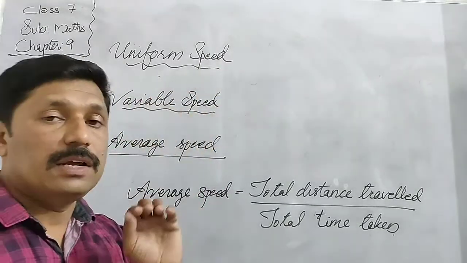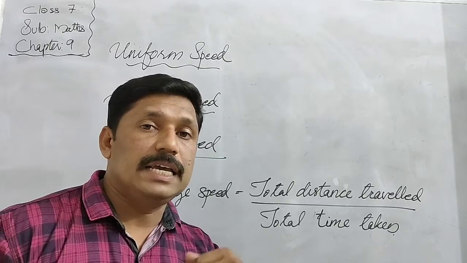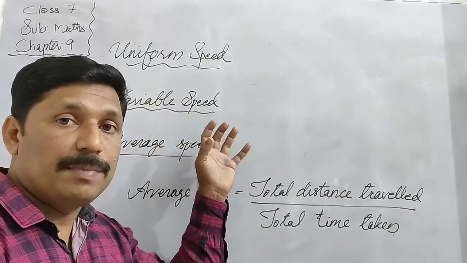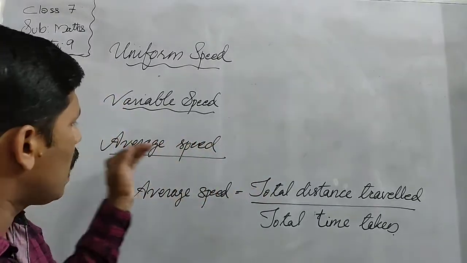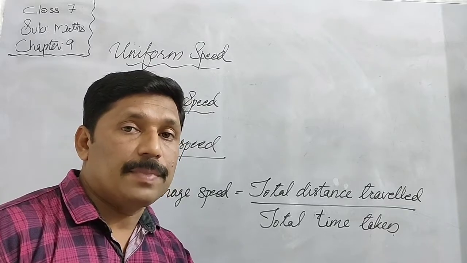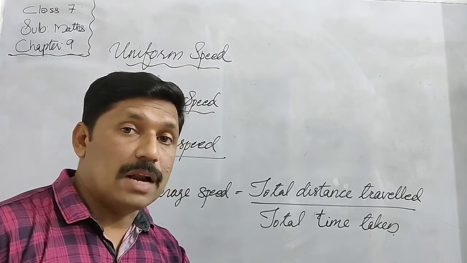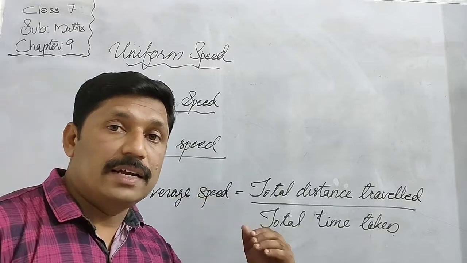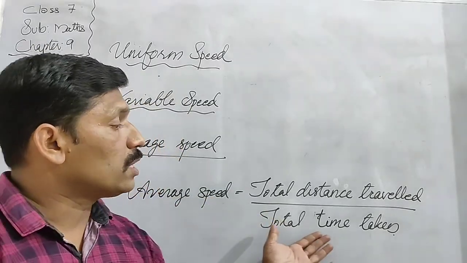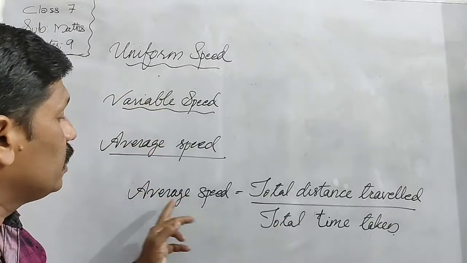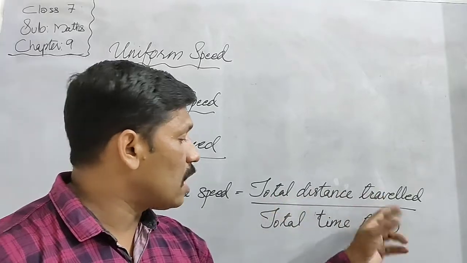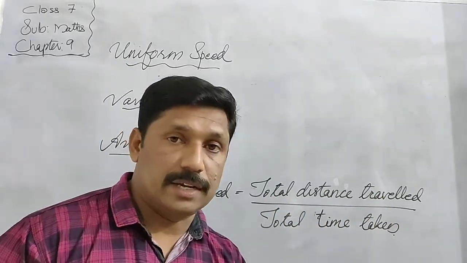And variable speed: if any object covers equal distance in unequal intervals of time, then it is called variable speed. Variable means change, speed is changing. The average speed: if any object changes its speed from time to time, then the speed of that object is calculated by dividing the total distance traveled by that object by the total time taken. So that is called average speed. Average speed is calculated by using this formula: total distance traveled upon total time taken.